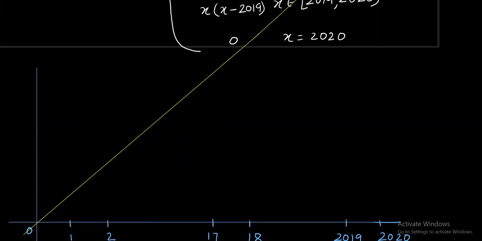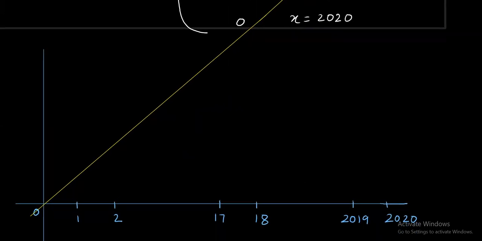So this is how it can be traced. With the help of this line, now I will be tracing the graph. So I started with y equals x squared between 0 to 1. Then between 1 to 2, the graph that has to be traced is of x into x minus 1. And one root is 0, the other root is 1. So the graph will go like this.